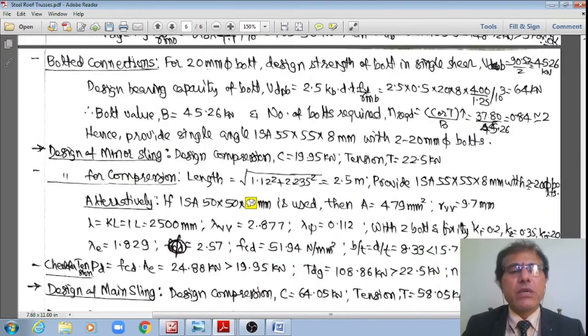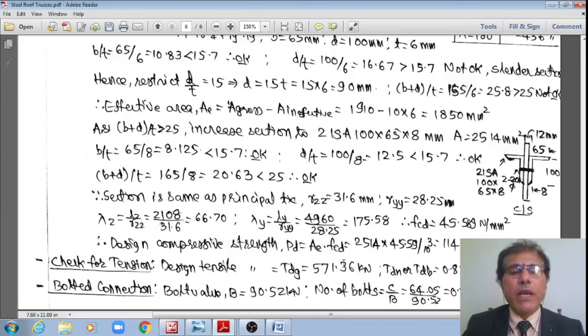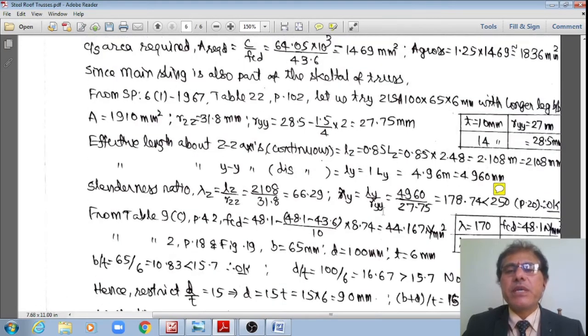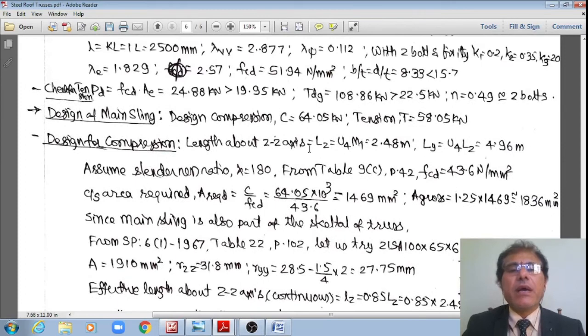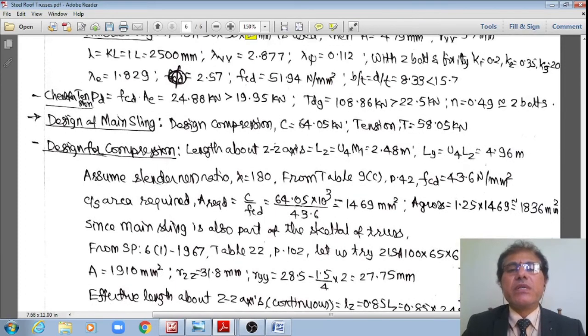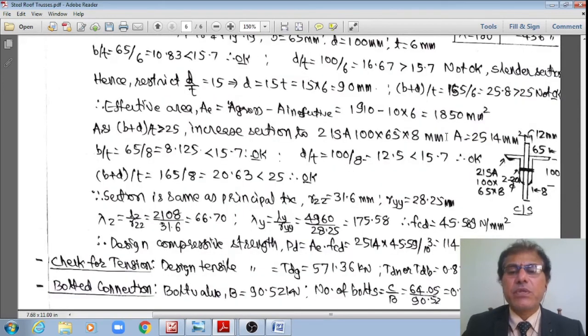Therefore, once I know the bolt value is 90.52 kilonewton, the number of bolts required, out of compression and tension, let us see. The compression force of 64 kilonewton is greater than the tension. Therefore, I design for a compression force of 64 kilonewton divided by 90.52. I require 0.7 only, but let us provide two 20 mm dia bolts. That is my final section.